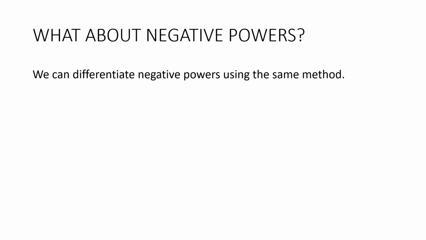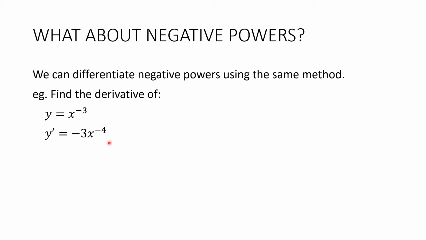Okay, a couple more things to look at. What about negative powers? We can differentiate negative powers using the same method. So find the derivative of y is equal to x to the -3. The -3 comes down, and then we drop this by 1. Now, that becomes -4, not -2. Okay? -3 minus 1 is -4.